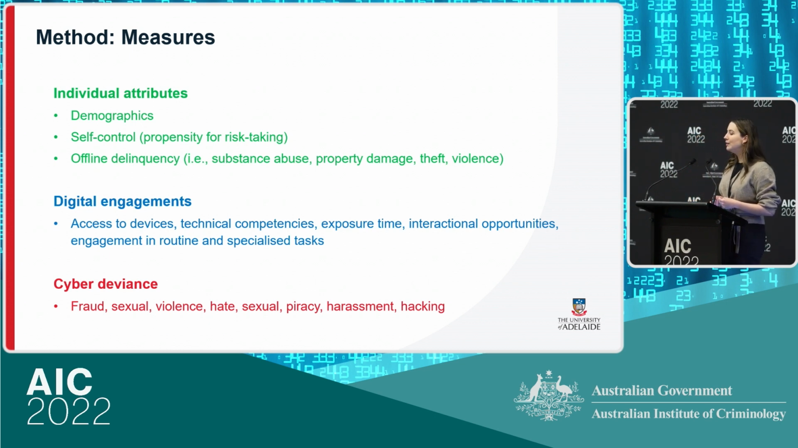Then we looked at their digital engagement, so what are they doing online that's not classified as deviant, including what devices they have access to, their level of skill in using those devices, their time online, how often they're interacting with others or whether they're physically alone, and the different types of tasks they're doing. And then our final category is looking at what they were doing in terms of cybercrime or cyber-deviance. We measured 7 different categories here, which I'm going to go into more on the next slide. It was a range of things that would be classified as crimes, but also deviant behaviours that may lead into criminal behaviour.